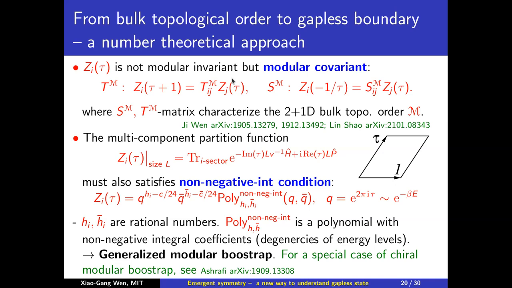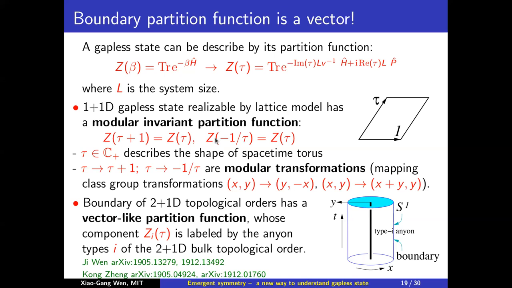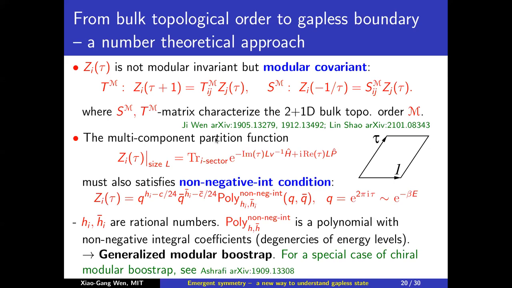Okay. So this is really called a generalized modular bootstrap. The standard modular bootstrap is to find a modular invariant partition function. But generalized means that it's just a small twist. We just say we have a boundary for a topological order, and then the bulk topological order gives rise to the vector-like partition function. And there's a study in string theory or in conformal theory called the chiral modular bootstrap. We assume the function is only a function of tau, and not tau bar, and then determine this kind of partition function. Here it is a little more general. We have a function of both tau and tau bar, but we try to find this modular covariant partition function.